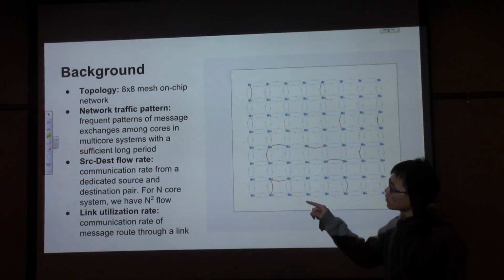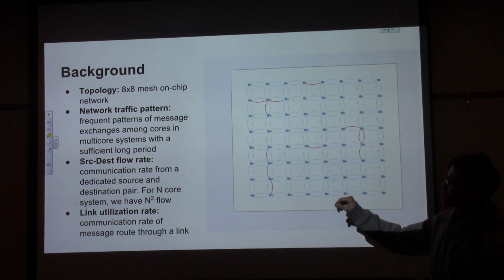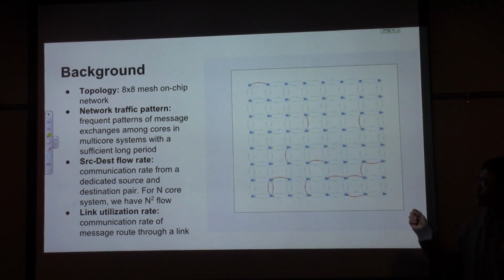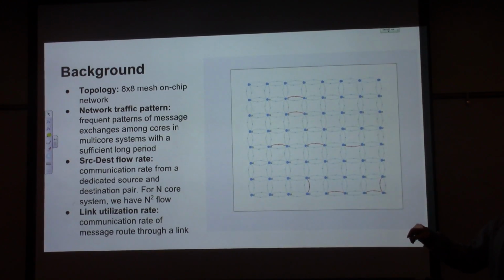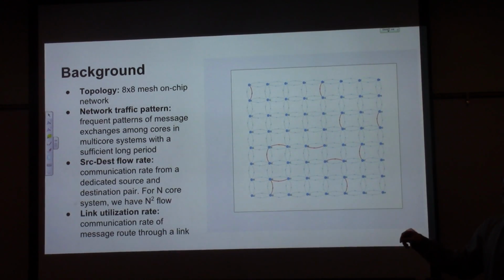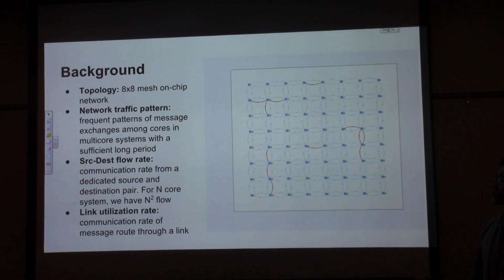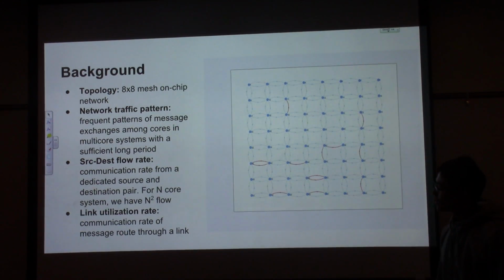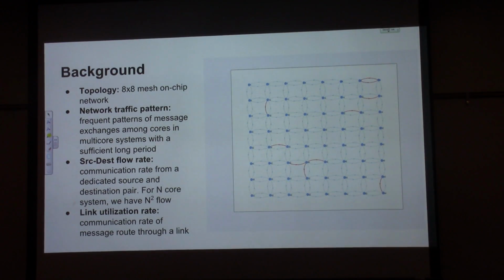we're using. The original feature that we're using is source-destination flow rate. In the network, we call a source-destination pair a flow, and the flow rate is the number of messages sent from the source to the destination within a given time period. The link utilization rate is, for each link, the number of messages traversing the link within the time period.